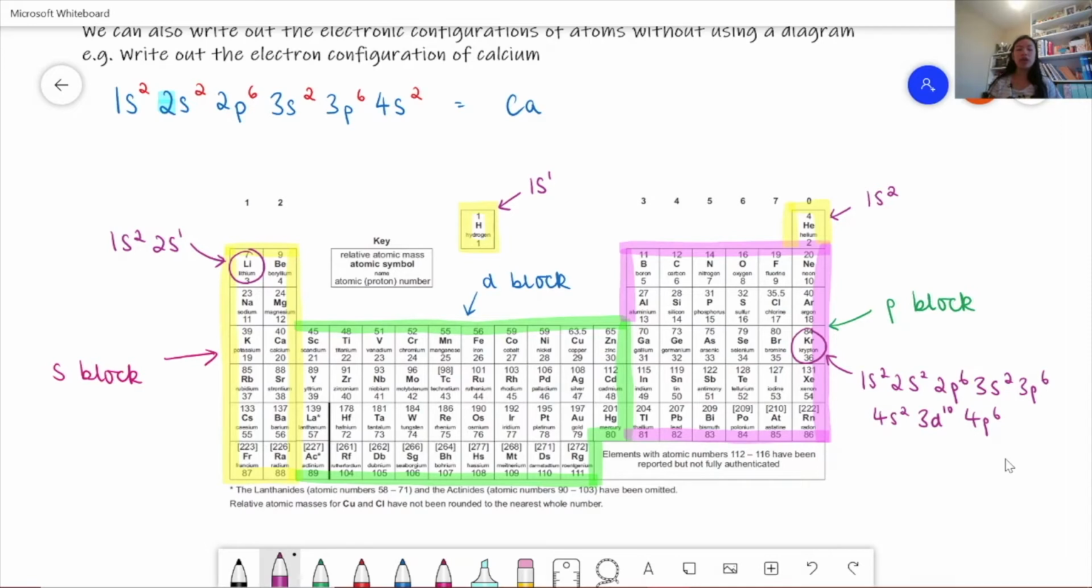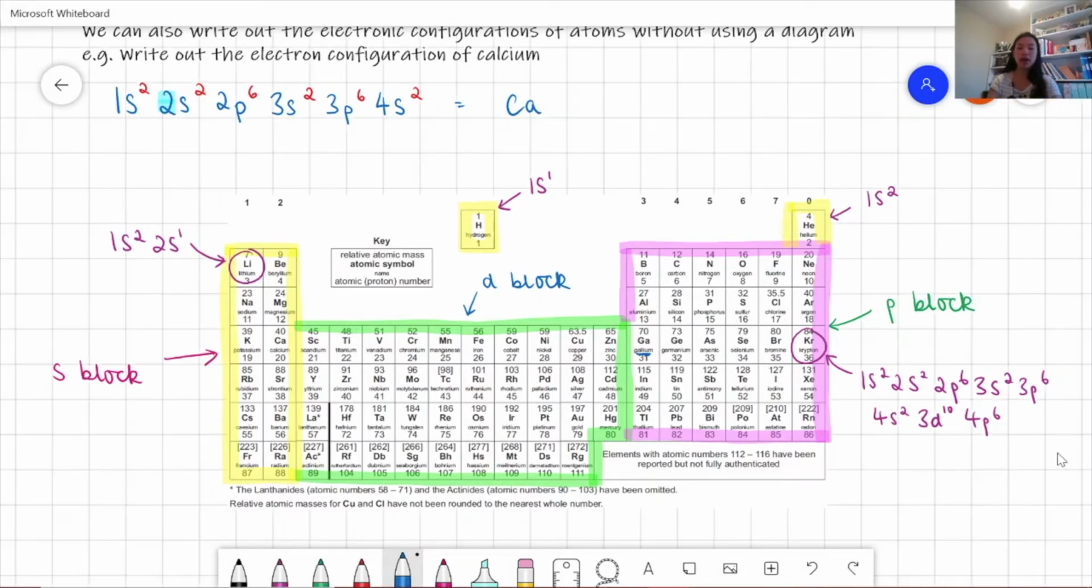And how we know it's 4p6 is because the p block for period 4 starts with this gallium. And so counting along, we have 6 until we get to krypton. Because gallium would be 4p1 because it's the start of the p block. And then germanium would be 4p2, arsenic would be 4p3, and so on. And so that's why krypton would be 4p6. And there's actually 2 really, really important exceptions that we need to look at. And those are chromium and copper.